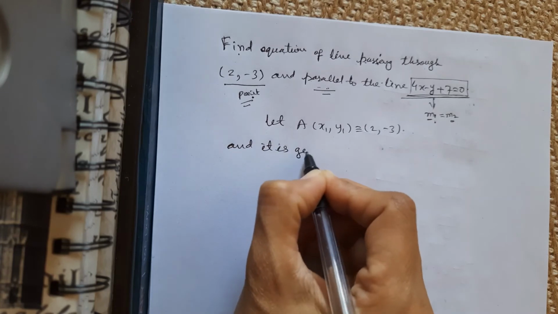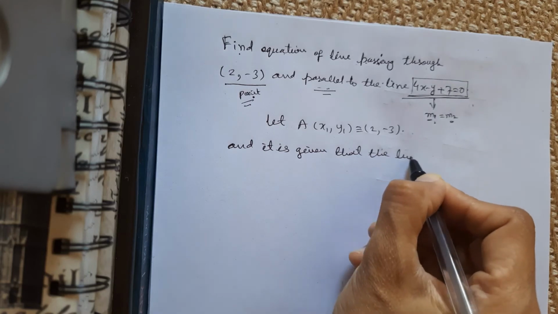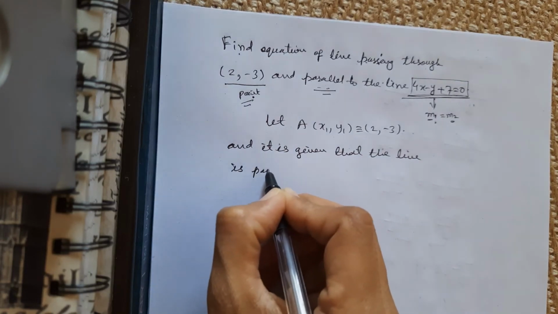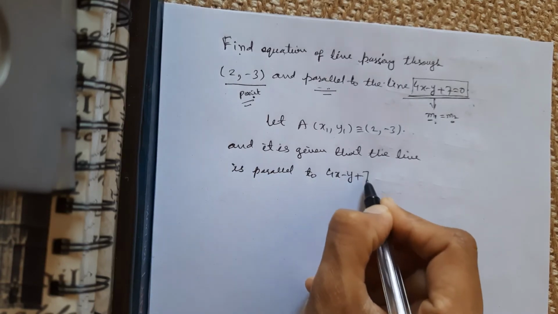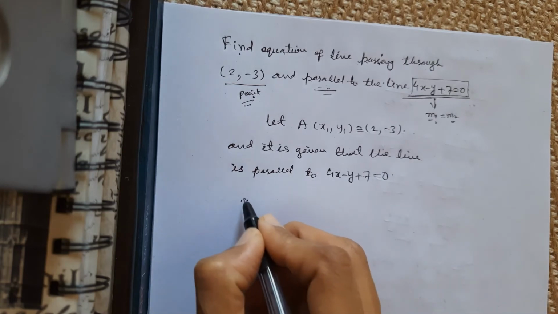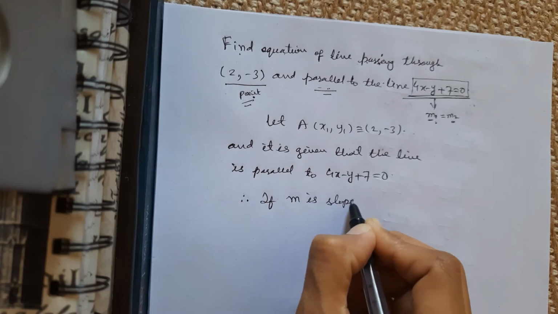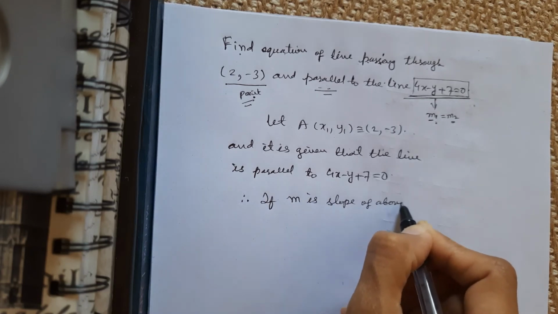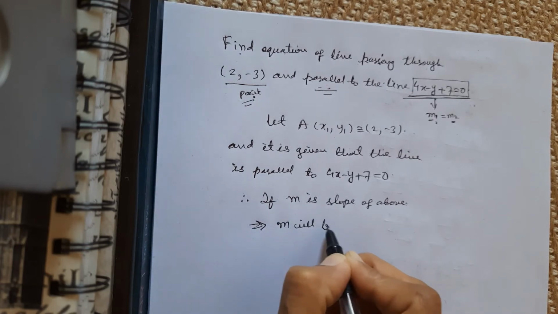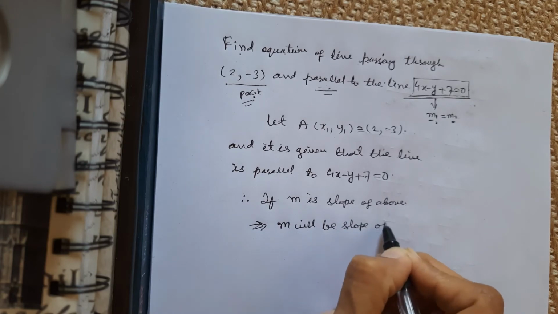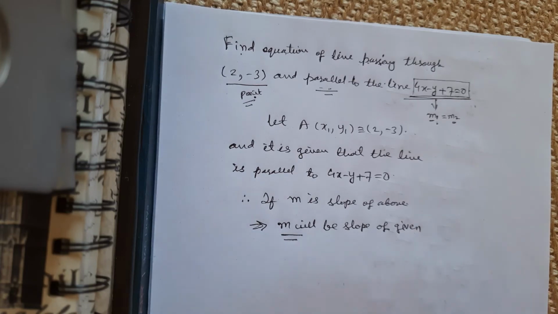Okay, now let A(x1, y1) be given as (2, -3), and it is given that the line is parallel to 4x minus y plus 7 equal to 0. Therefore, if m is the slope of the above line, this implies m will be the slope of the given line. Okay, and this we know from the given condition.